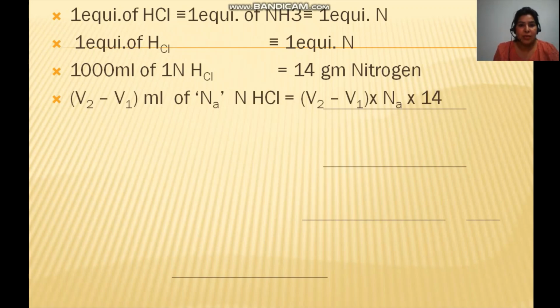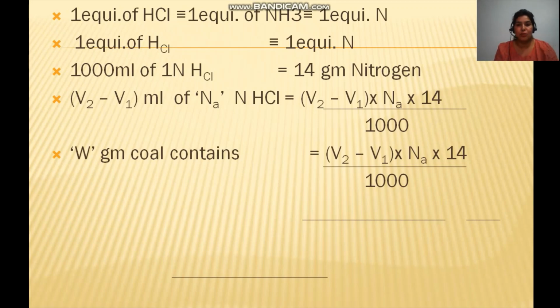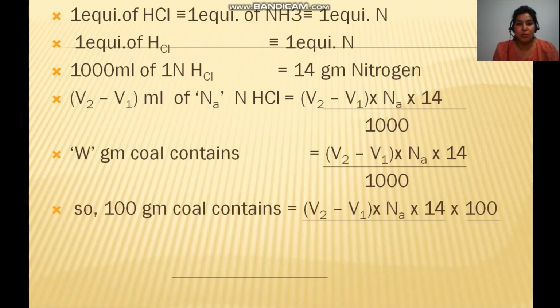So V2 minus V1 ml of acid, suppose the normality of the acid is Na, is equivalent to V2 minus V1 into Na, that is the normality of acid, into 14 by 1000. So W gram of coal contains V2 minus V1 into normality of acid, that is Na, into 14 by 1000.